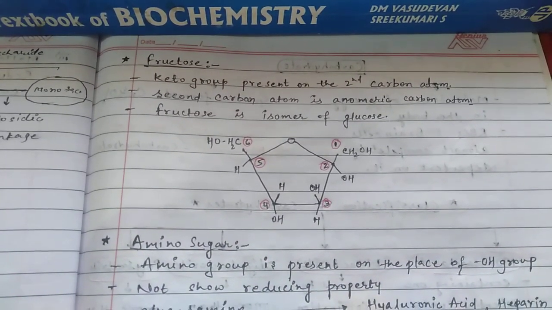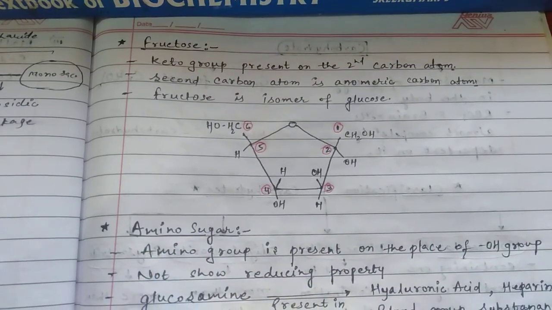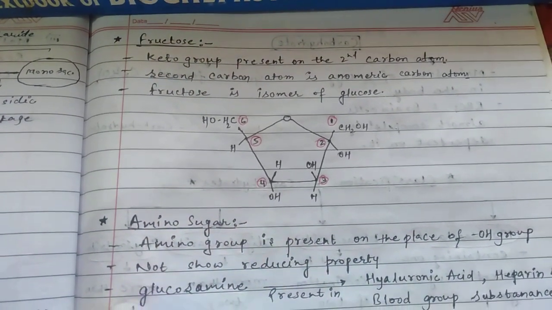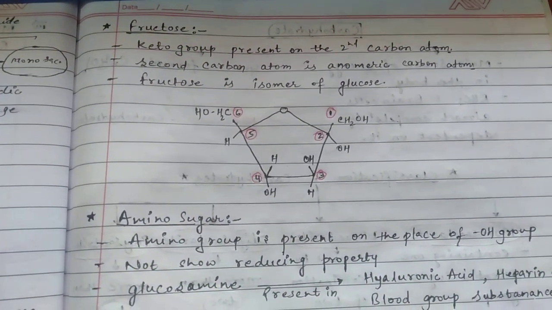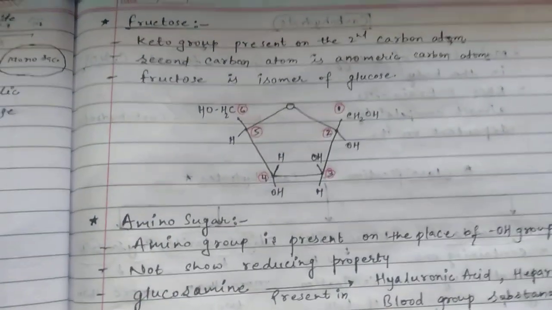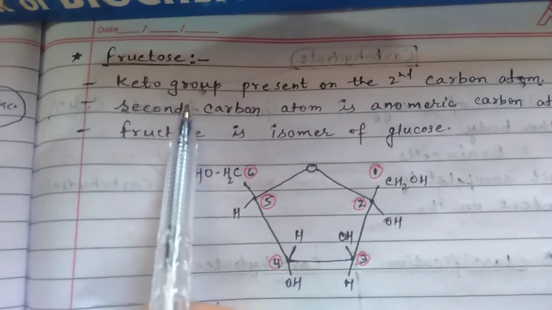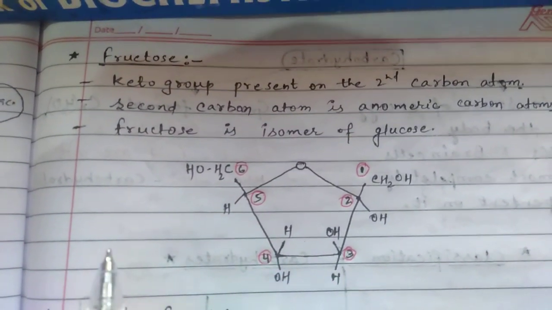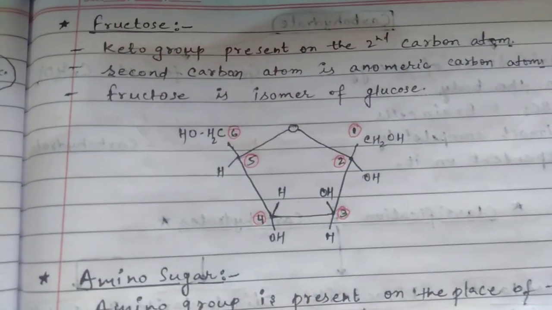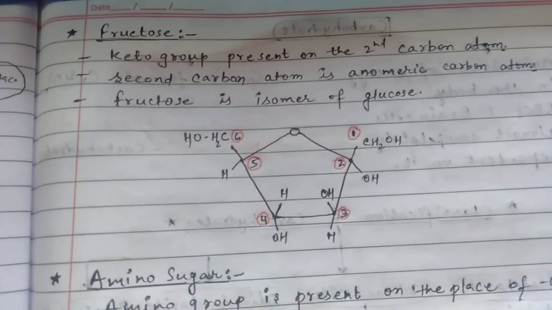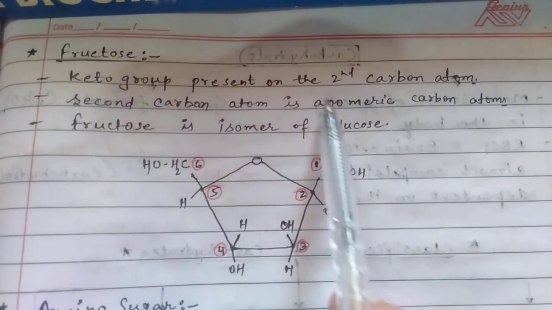One type of monosaccharide I have told you about is glucose, and the second one is fructose. So student, in this video you can see fructose, and why is fructose different? Because it has a ketone group in the whole structure. If we compare fructose with glucose, glucose has the aldehyde group, and this ketone group is present on the second carbon.